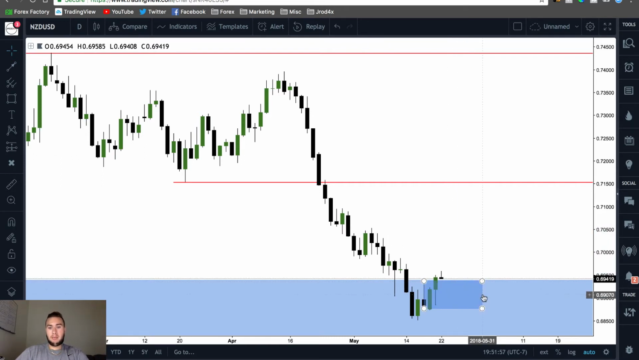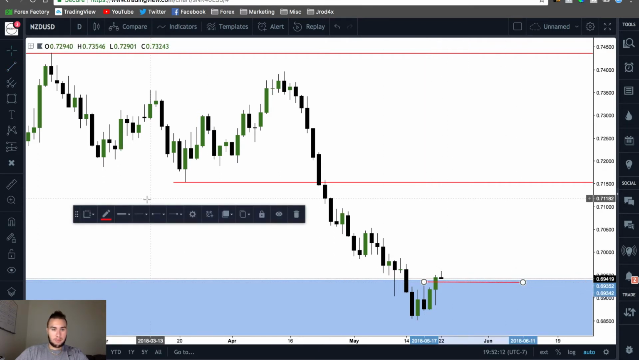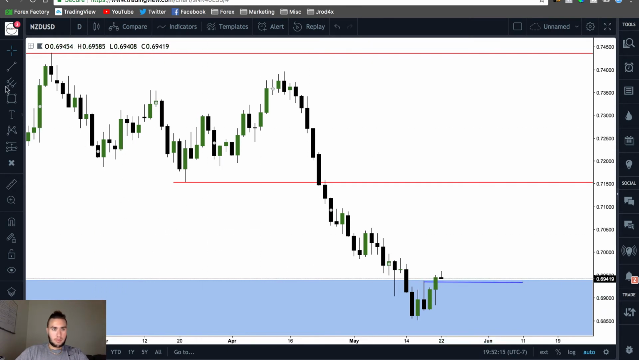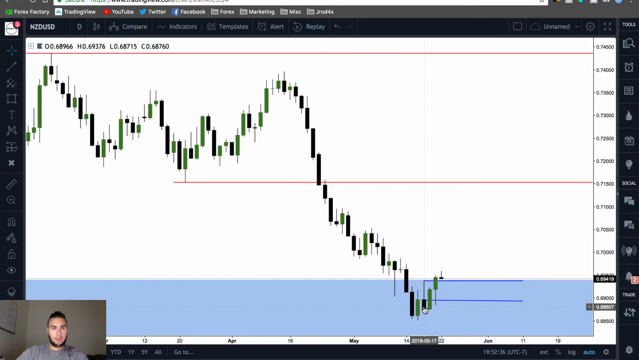So these are all things that I keep in mind as I'm marking up my charts. Now I'm not going to go ahead and outline this just because I do know that it's already within that weekly ICT bullish order block. But what I will do is I'll mark out the high of this candle with a blue support line. And then I'll also mark up the open as well with a blue support line. So I'll adjust my prices. The high is 69376. And then the open is 68966.